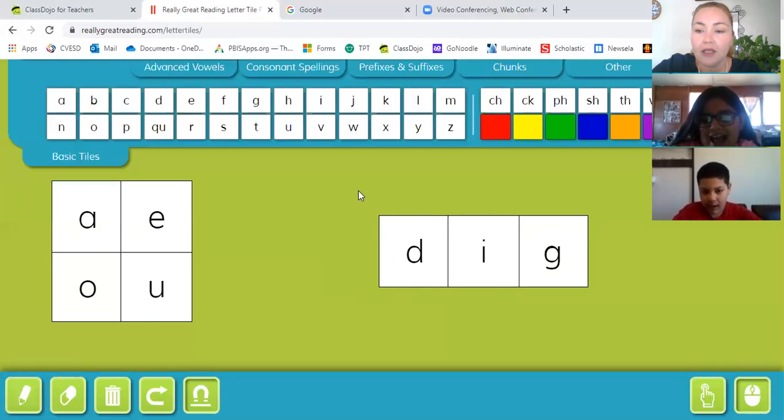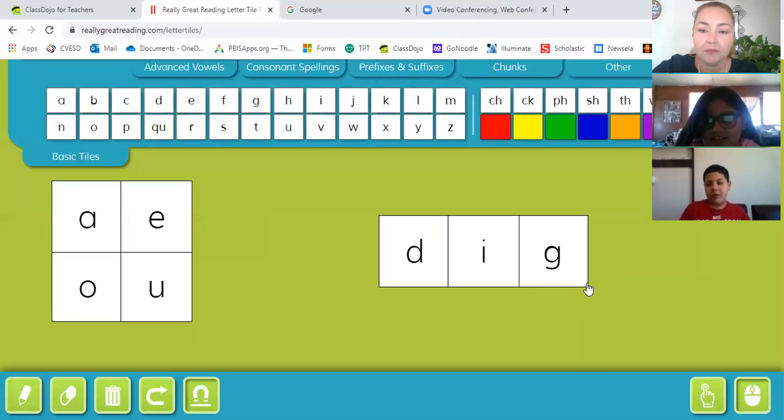All right, think in your brain the sound of each one of those. I got it. Me too. All right, what's that word? Dig. Let's try each sound separately. D, I, G. Blend it together. Dig. Is dig a real word or a nonsense word?